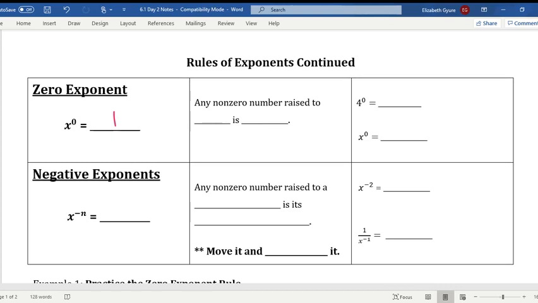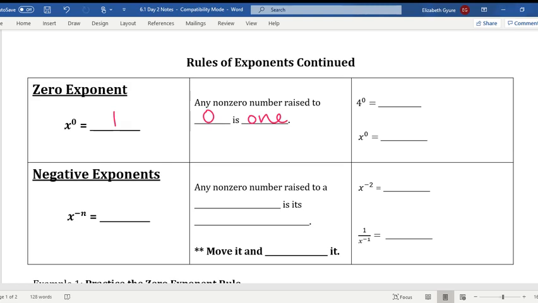If I put 432 to the 0 power, like this, I'm going to get 1. Anything to the 0 power is 1. So any non-zero number raised to 0 is 1.